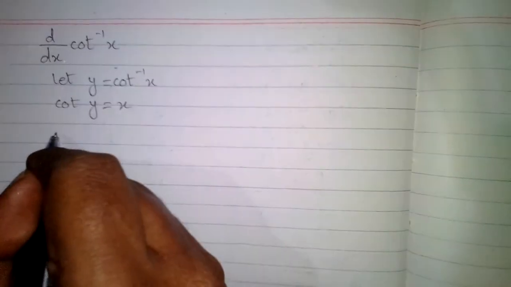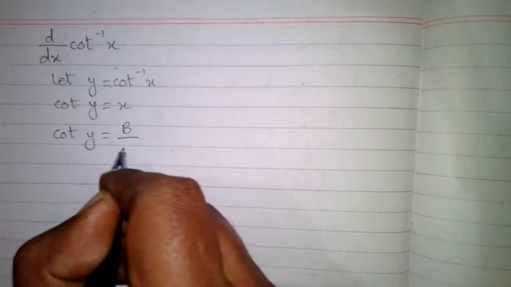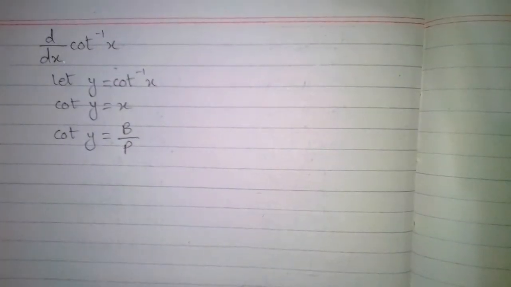In this video we will find the derivative of cot inverse x. So first let y is equal to cot inverse x. Now we can write cot y is equal to x. Now we know that cot y is equal to base upon perpendicular in a right angle triangle.